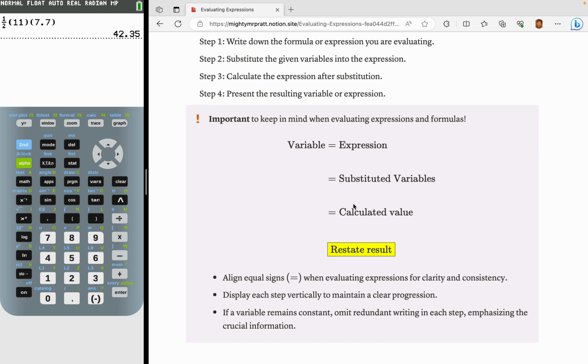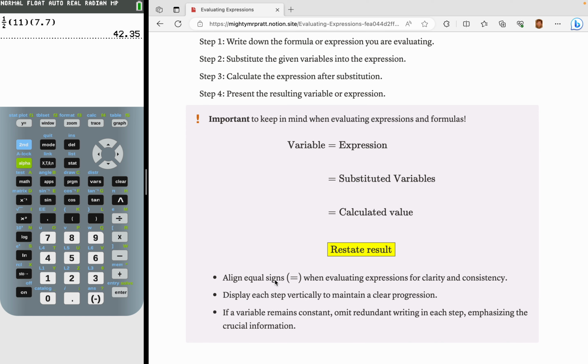It looks like this. A lot of times when you're given a formula, you have a variable that you're looking for. In our case, we were looking for area. Then you have an expression that you're going to substitute. When you do that, write the substituted values into the formula. Then do the calculated value, write it right here. Then restate your results.